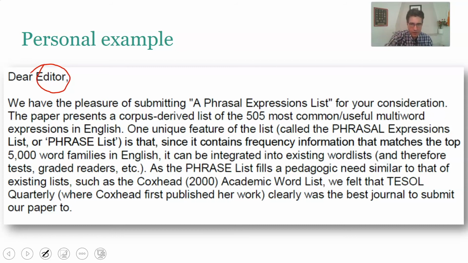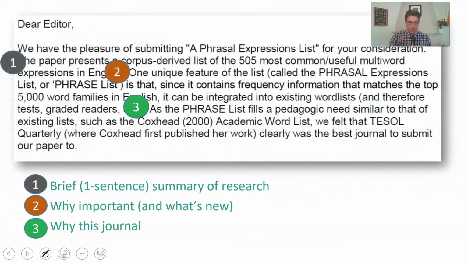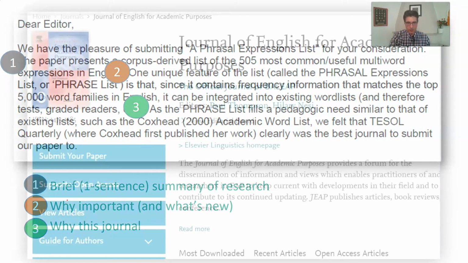So all this part here is talking about what the unique contribution is, and also this gap that exists. And then I go on and say why I've chosen the journal. We felt that TESOL Quarterly, where Coxhead first published their work, clearly was the best journal to submit our paper to. So I'm explaining in this email, okay, this is where this conversation has happened, in this journal, TESOL Quarterly, and so this is why I've chosen that journal. So you have a brief one-sentence summary, why it's important, and then why that journal. And if you have those three things in your cover letter, then you're fulfilling the requirements of that genre.